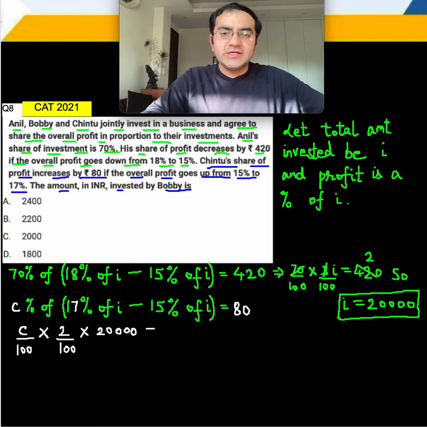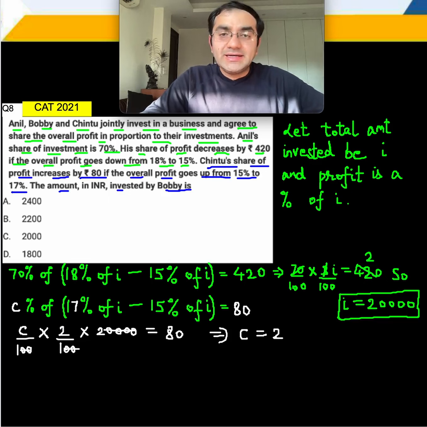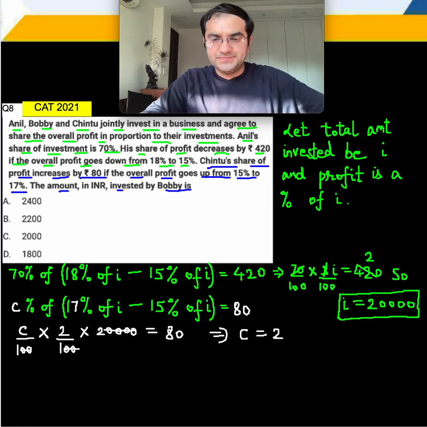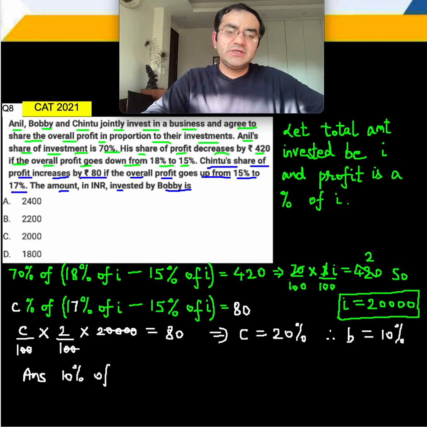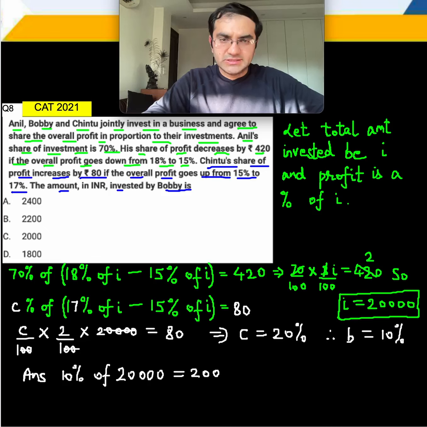Okay, so you get the value of C over here, zeros are gone, 2 into 4 gives 20 times. C has 20% of the investment. C has 20% of the investment, Anil has 70%, therefore Bobby has 10% of the investment. And 10%, what is the amount invested? 10% of 20,000 is 2,000 rupees. The answer is option C.